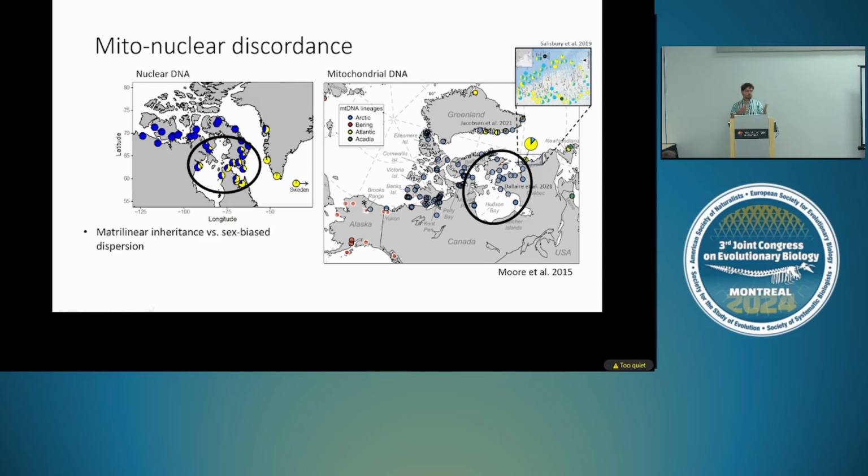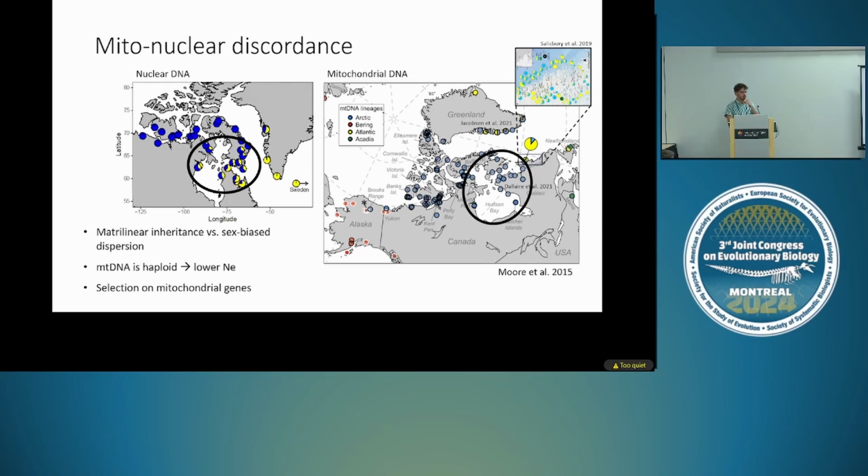Obviously, it's maternally inherited, and there has been a sign that male Arctic char do migrate or disperse more than females. Maybe that has something to do with it. Obviously, mitochondria is haploid, so it has a lower Ne, but what I think is most interesting is that maybe there could be selection against the Atlantic mitochondria in the Arctic environment.